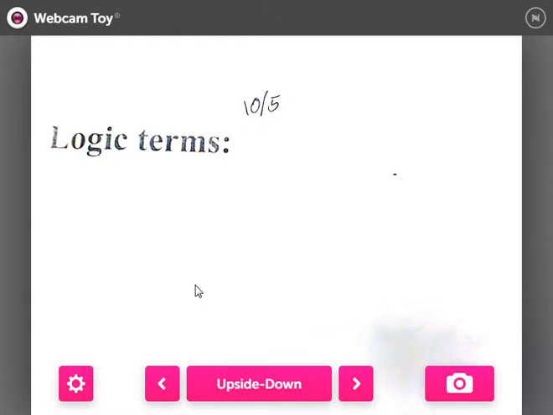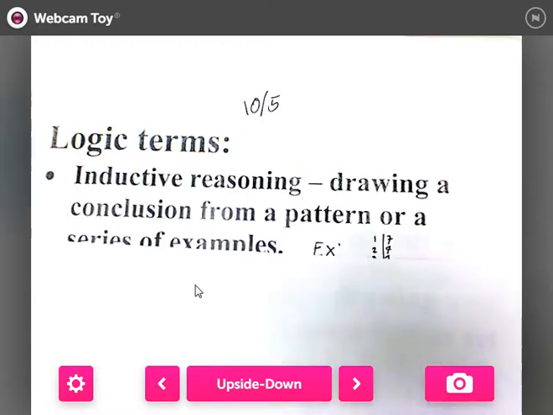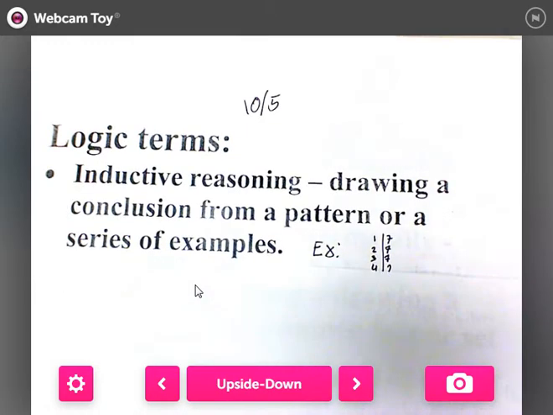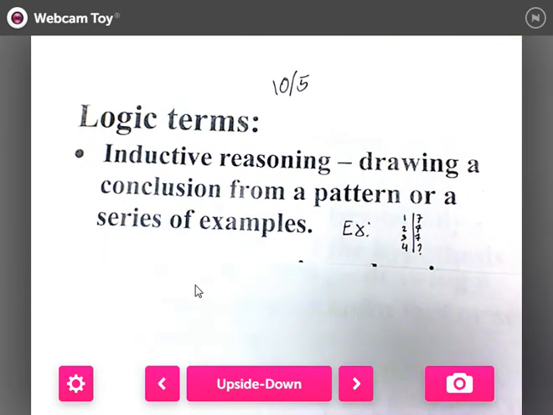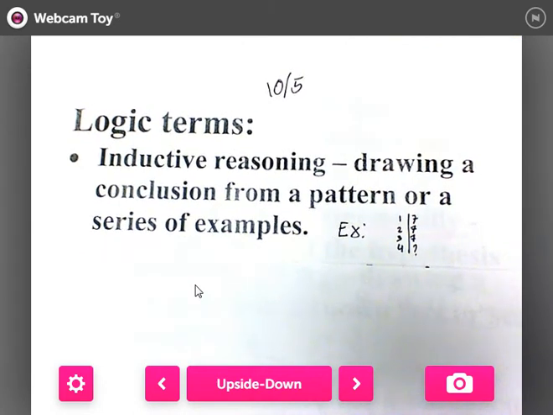All right, the first vocab word we're going to look at is inductive reasoning. Inductive reasoning is drawing a conclusion from a pattern or a series of examples.